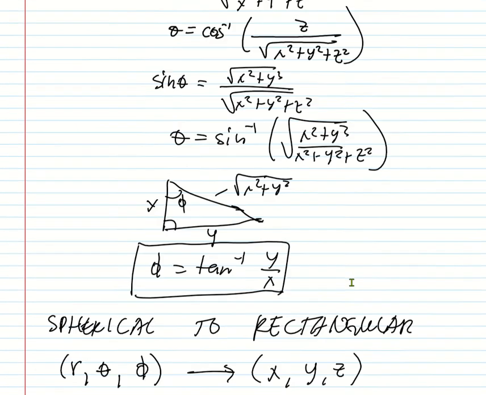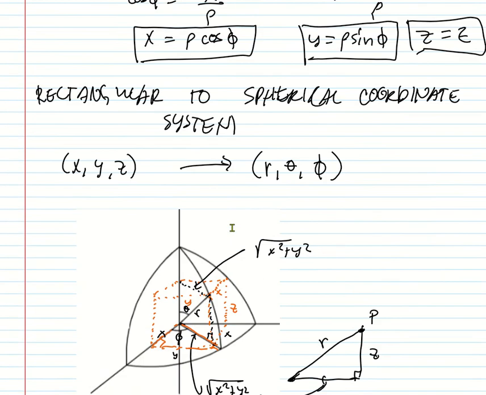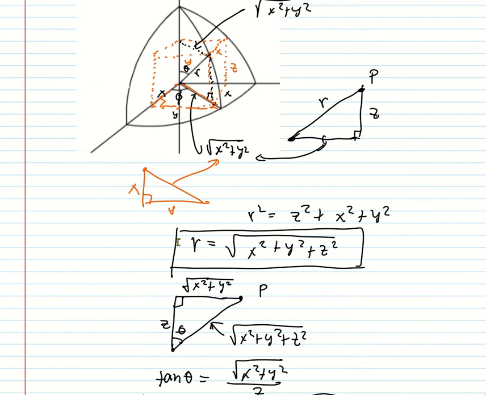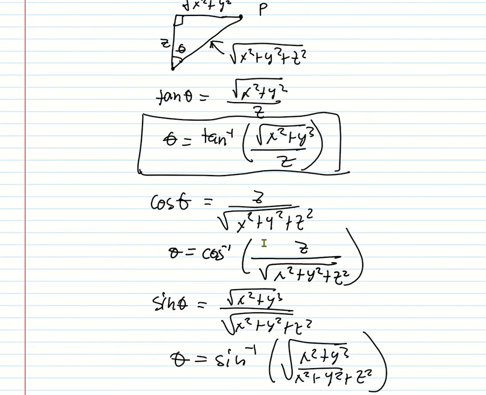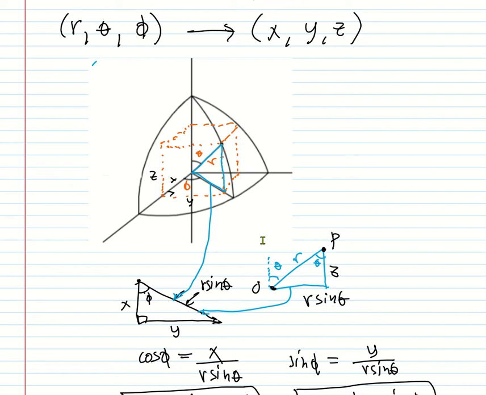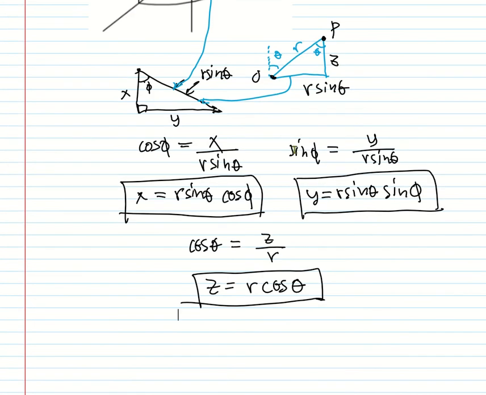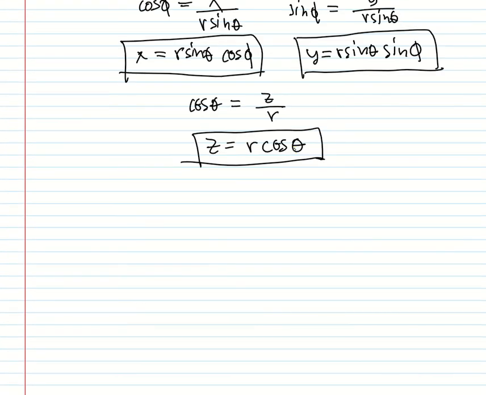And for the last conversion, so we did rectangular to spherical, spherical to rectangular. We did rectangular to cylindrical, and cylindrical to rectangular. How about from cylindrical to spherical? So this will be our last conversion, cylindrical to spherical and vice versa.